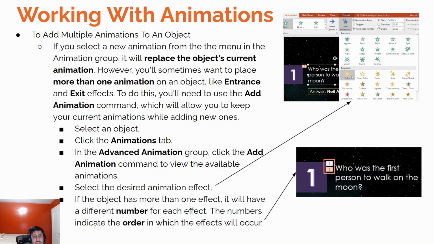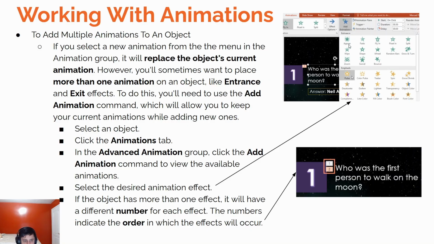However, you'll sometimes want to place more than one animation on an object, like entrance and exit effects. To do this, we simply click on the add animation effect, right? Which will allow you to keep your current animations while adding new ones.